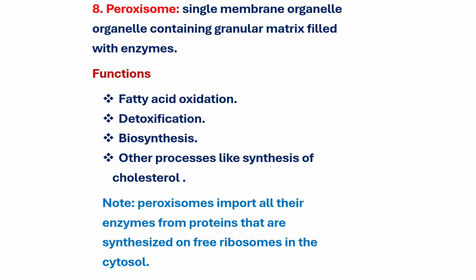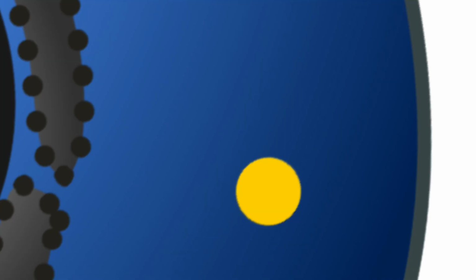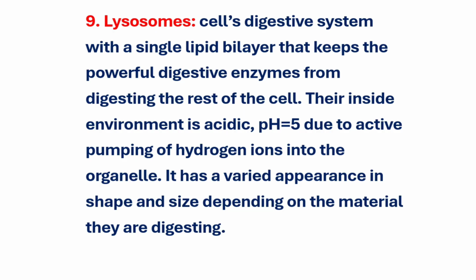Lysosomes. This is the cell's digestive system with a single lipid bilayer that keeps the powerful digestive enzymes and prevents them from damaging the rest of the cell. The inside environment is acidic, that is its pH is 5, because of the protein pump in the membrane that actively pumps hydrogen ions into the organelle. It has a varied appearance in size and shape, depending on the material they are digesting.